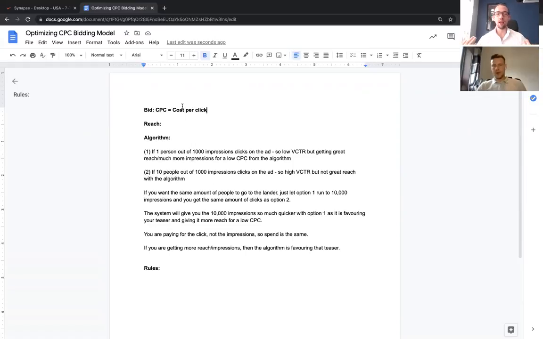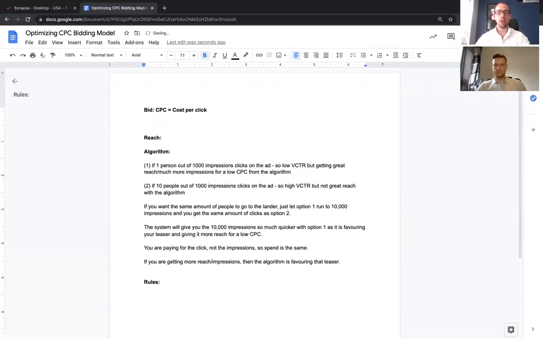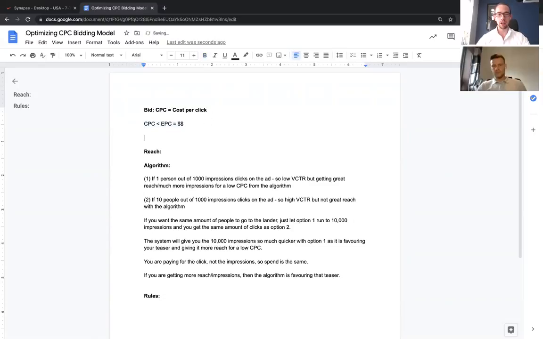This would give us a very interesting equation: cost per click is lower than earnings per click, which is profit. But it doesn't work like that, because if it did, for every click we would get a certain amount of money. So let's say cost per click is $1 and the earnings per click is $2. So we profit $1 per click, right? And then we would scale to infinity. But it doesn't work like that, unfortunately.